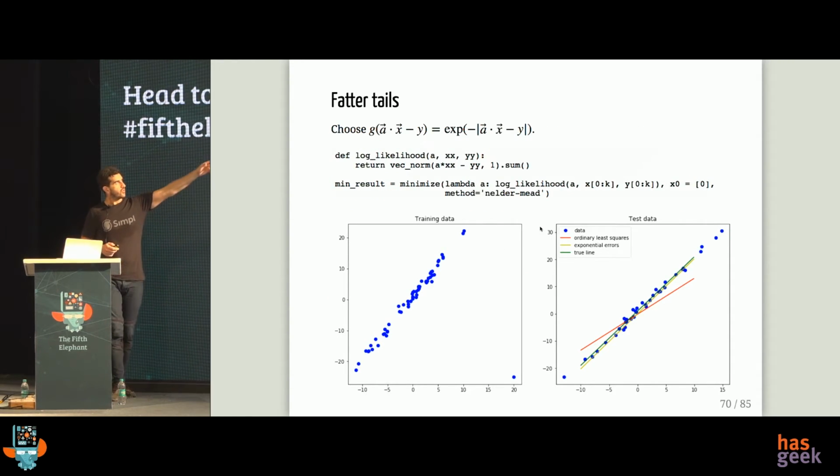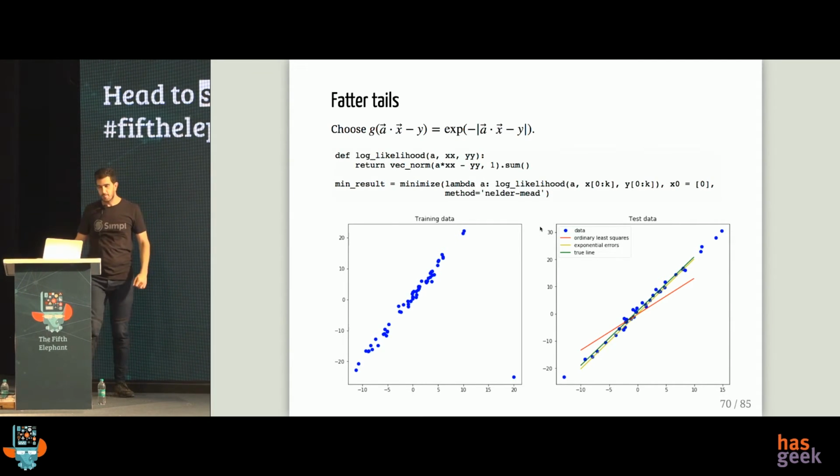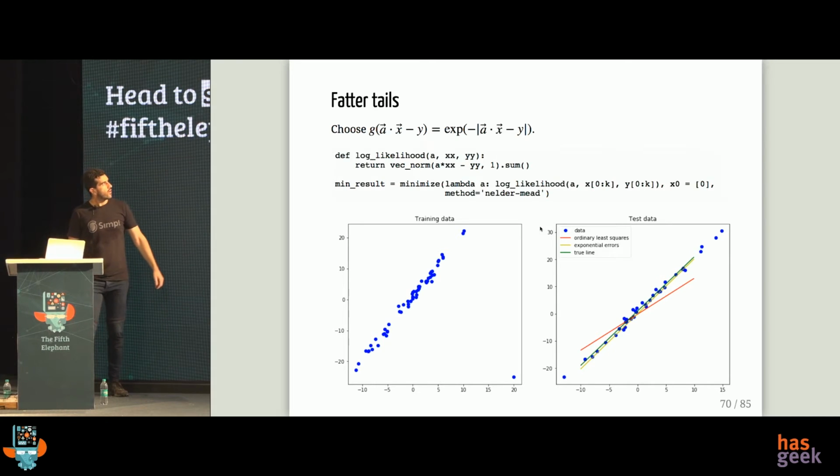So all I had to do to use the fatter tails is I replaced my Gaussian with an exponential distribution like this. As a two-sided exponential distribution, not the normal one-sided exponential. So I literally just altered my log likelihood, and that happens to be just the vector norm in one dimension, and then we minimize it. So we have to use this, again, there are some tweaks necessary here. Nelder-Mead is a method that deals with the fact that absolute value x has a discontinuity.